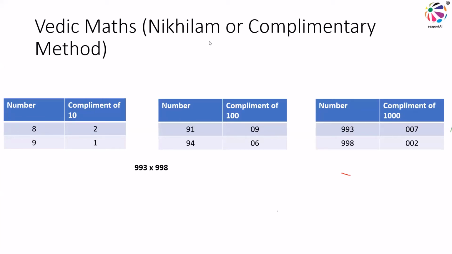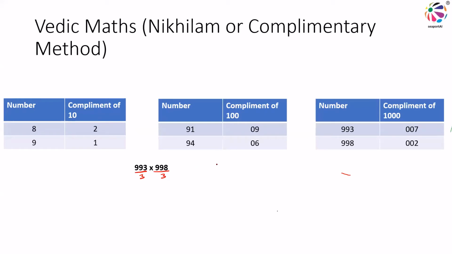So now let's see the answer. You got 99,114. Now first thing you need to decide is, there are 3 digits. The outcome will be how many digits? 6 digits. All of you agree? Yes, sir.